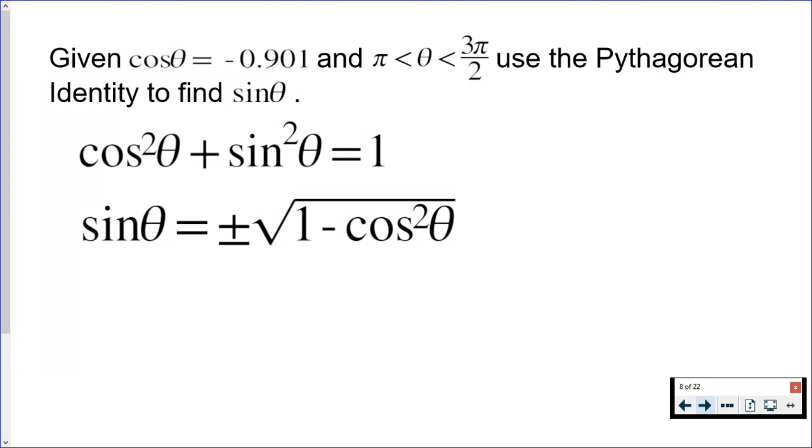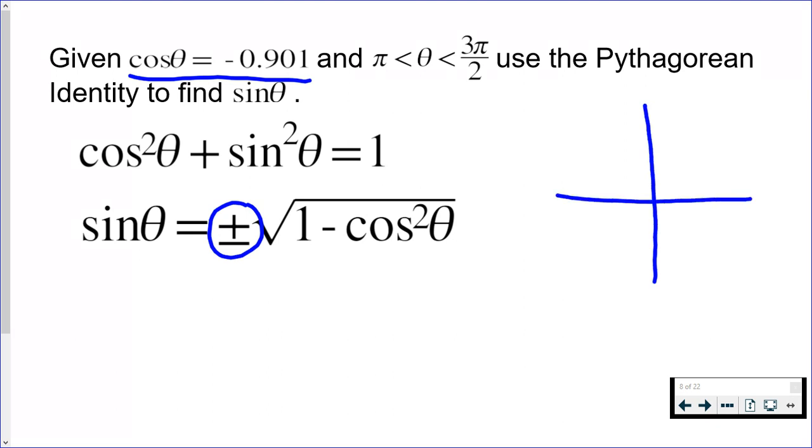So what we're going to do is plug in our cosine value. However, before I do that, I need to make sure I know whether sine is going to be positive or negative. With problems like this, you are never going to have two answers. You have to decide between plus or minus.